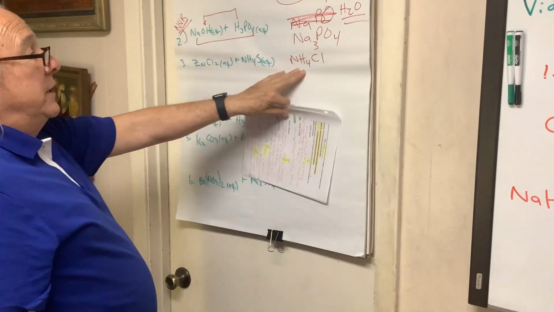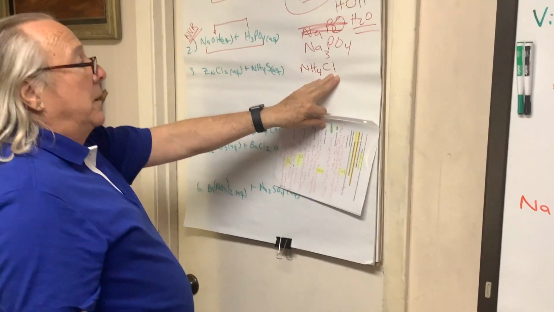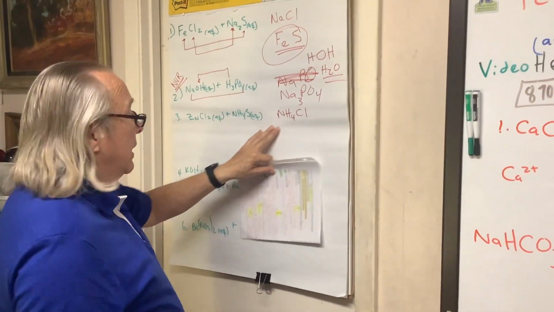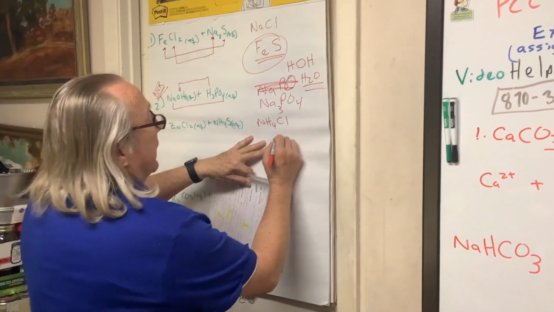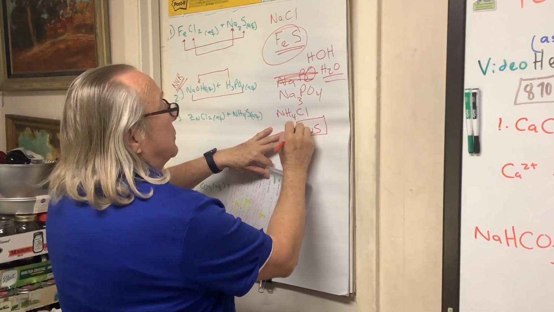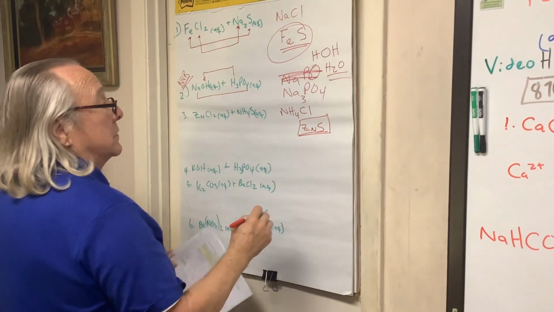This NH4 stays together, NH4 plus and Cl minus, ammonium chloride. All ammonium salts are soluble. And zinc sulfide, another sulfide. This is an insoluble precipitate.